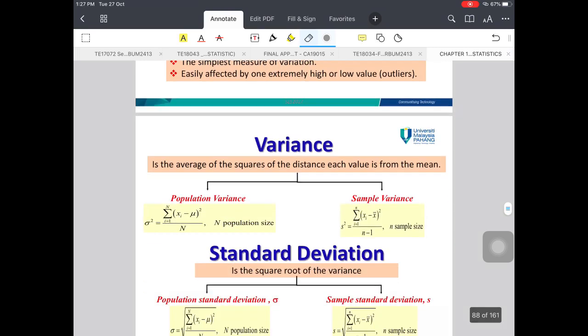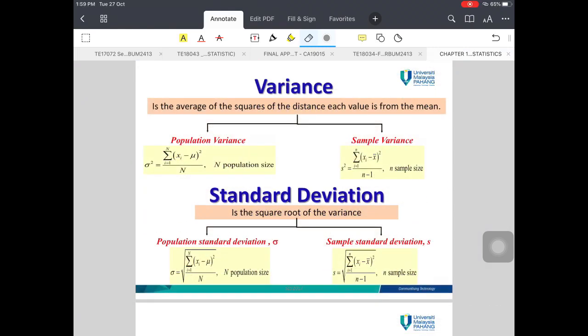Very simple. Okay, we move to variance. Variance is the average of the squares of the distance each value is from the mean. So if our data is taken from the population, we are going to use this formula to get the population variance. Look at the notation here, and don't forget about the notation for the population.